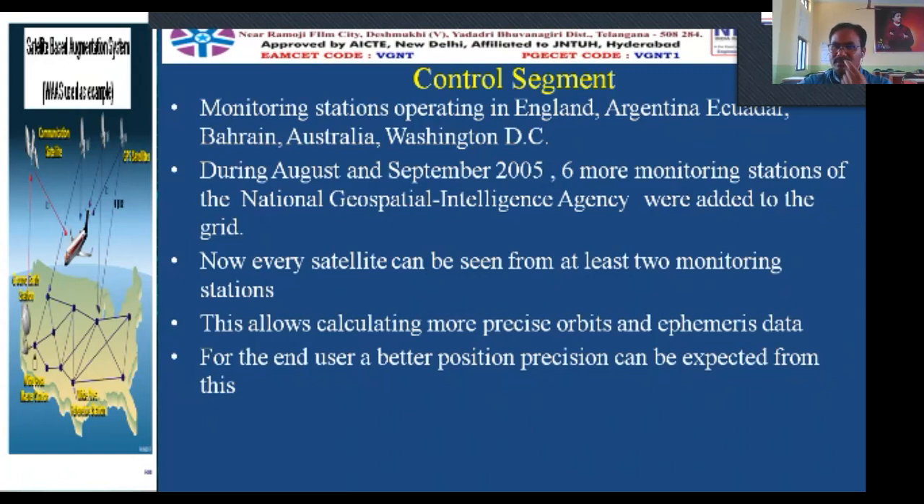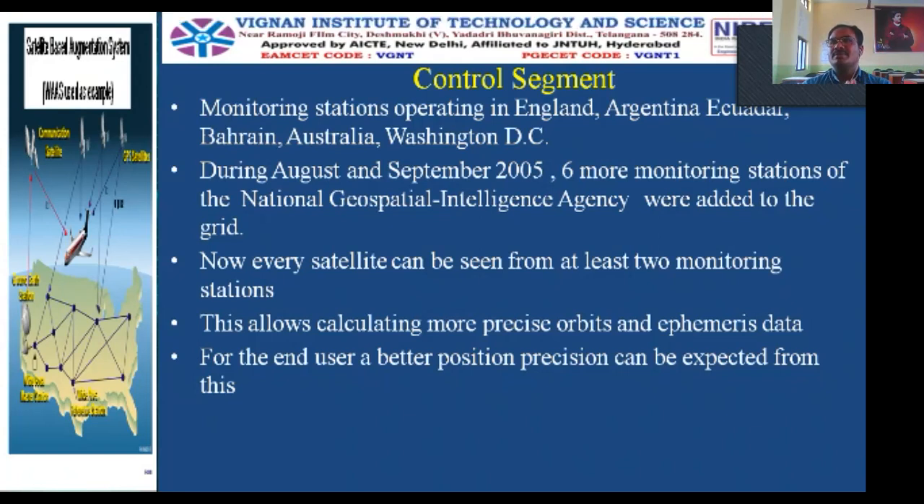So better position precision. There should not be any erroneous calculations. So when an object is located or navigated by the GPS, it should not be erroneous. There should not be any errors. It should be more precise. And for that purpose, we are monitoring from the 2 stations at a time from the 2 grids.